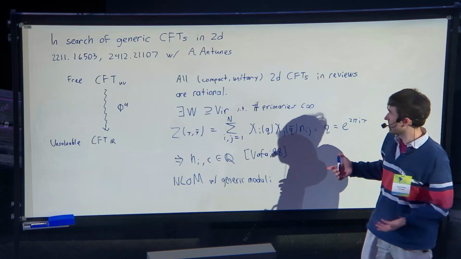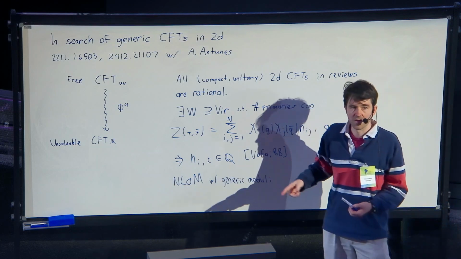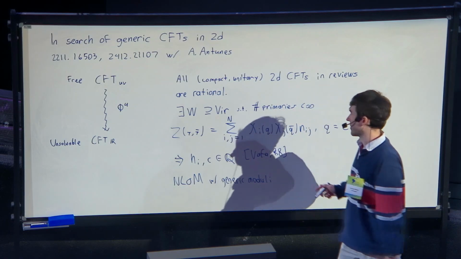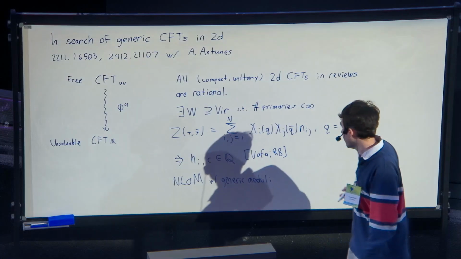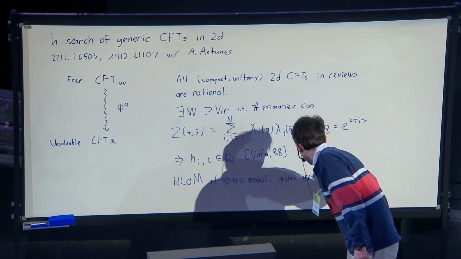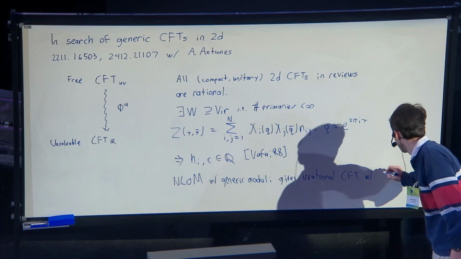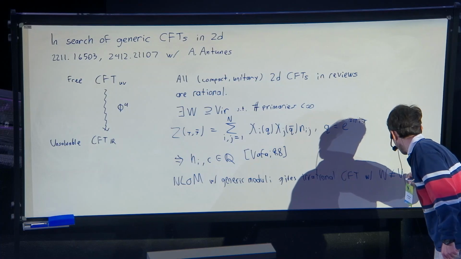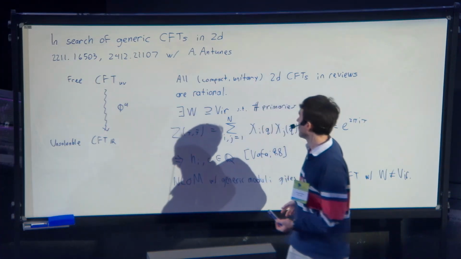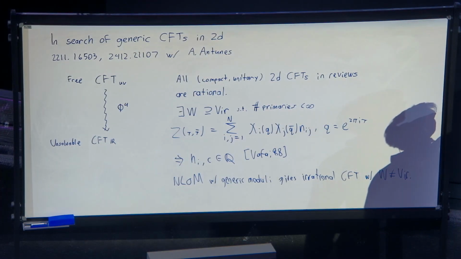So irrational 2D CFTs that are compact and unitary exist, but one complaint you might have is that these examples, the nonlinear sigma models, have some higher chiral symmetry. They don't just have Virasoro, they might have super Virasoro, for example, as will be appropriate for Calabi-Yau manifolds. So this gives an irrational CFT with W, not the Virasoro algebra. And if you were to want something generic, then you would want a compact unitary irrational 2D CFT with only the Virasoro algebra. And that's going to be the goal for this talk.